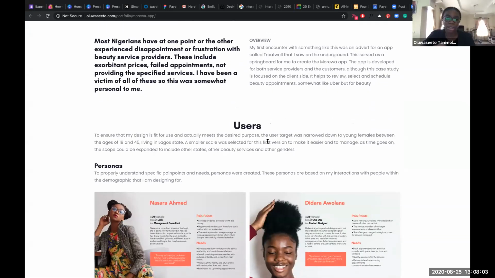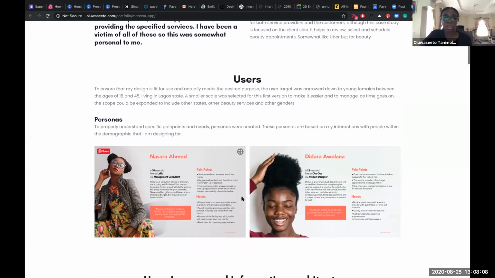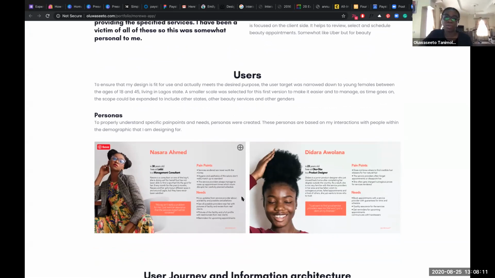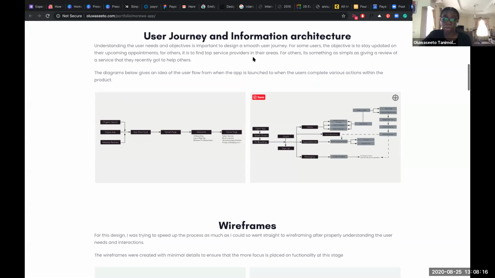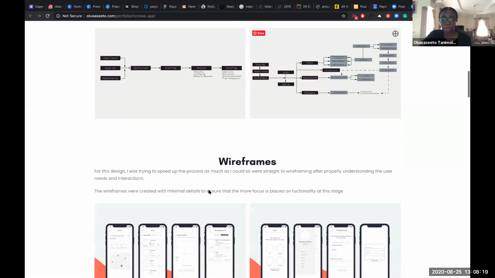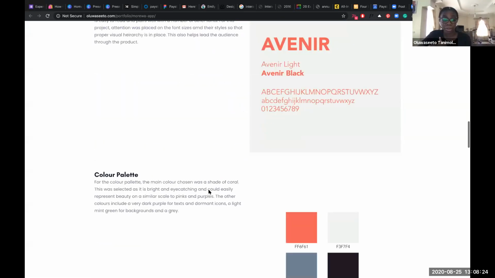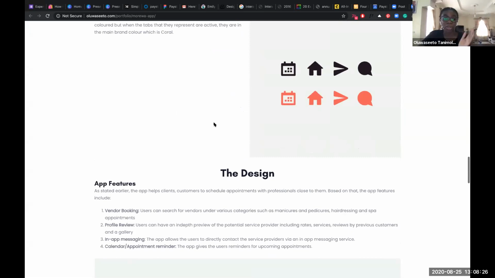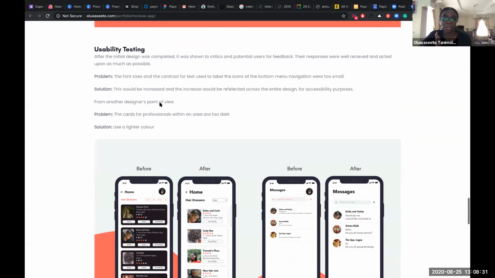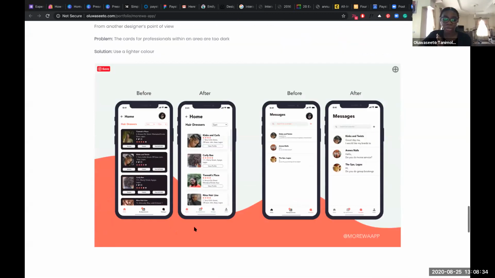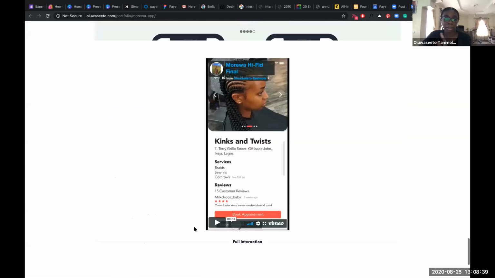Obviously I was still learning, so I skipped some parts. I didn't show my research, but these personas were created after I had done interviews with a couple of people. And then my user journey and information architecture, I wrote a bit about it. Wireframes, I wrote a bit about it. Then design elements, color palette, icons, and features, I wrote about all of that. Then my testing, I wrote about how I tested and the result of my testing. And then my final design, then my next steps.